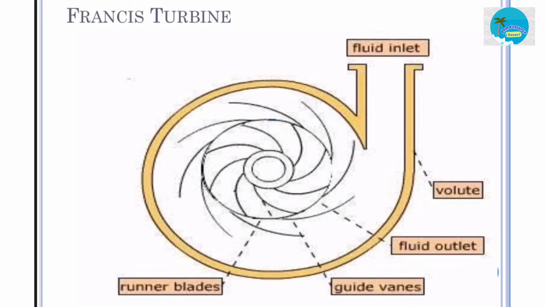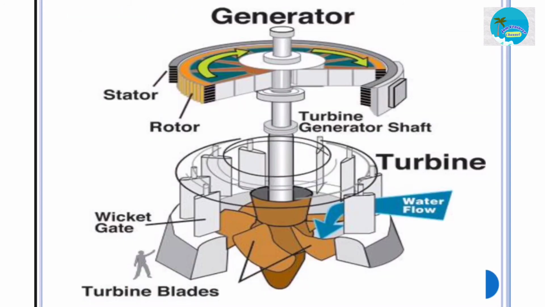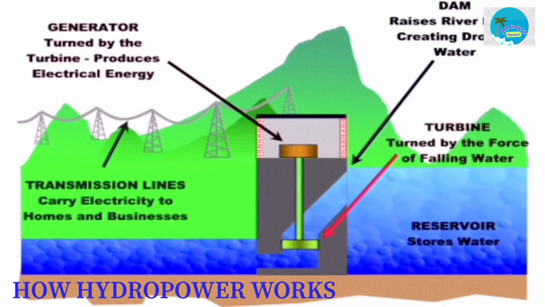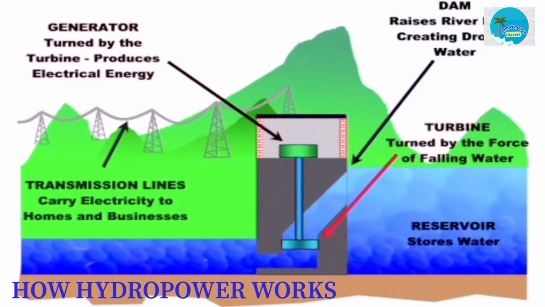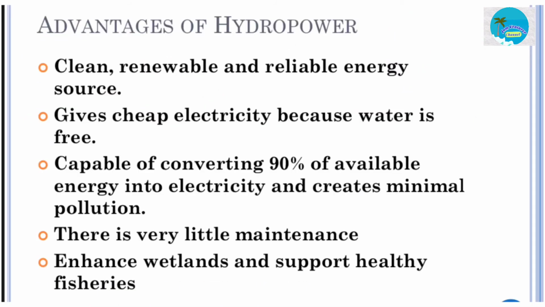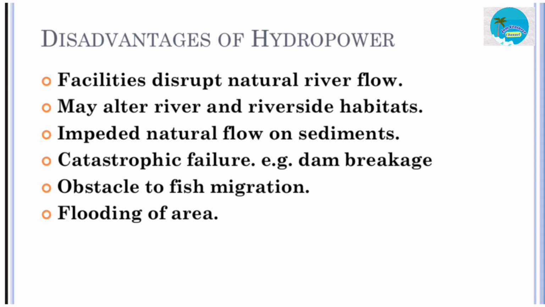And this is the illustration of a Francis turbine, generator and turbine, and the other illustration of a hydropower plant and how hydropower works. And of course, the advantages and disadvantages of hydropower.